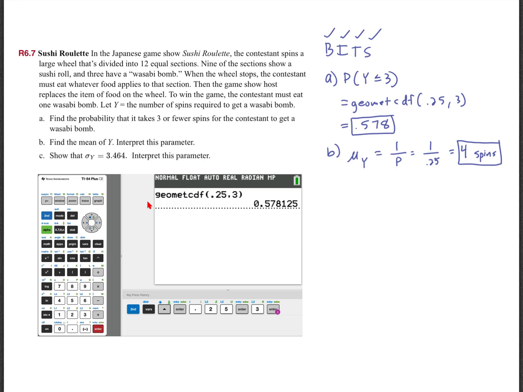Okay. That makes sense, I think. If one out of every four sections is a wasabi bomb, makes sense. It'll take 4 spins on average. Okay, anyways. And then to interpret this, you'd say something like, if the wheel was spun many times, the average number of spins it would take to get the first wasabi bomb is 4 spins, something like that.